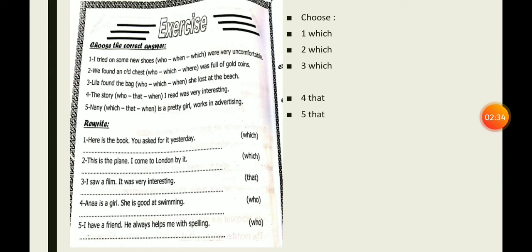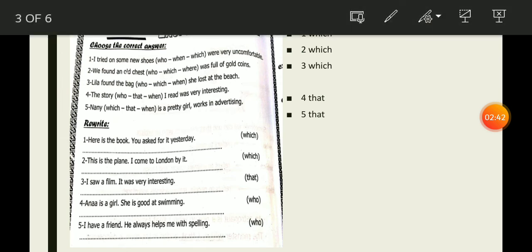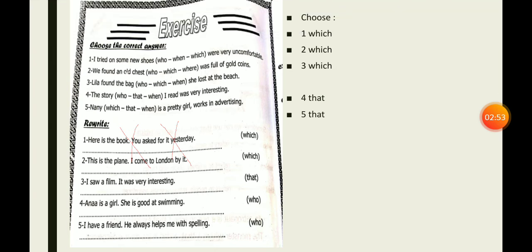Let's see our rewrite. Number 1, here is the book. You asked for it yesterday. If you wanted to connect the two sentences, you have many steps. Number 1, cancel it. It is a pronoun which refers to which. And write the sentence. Number 1, here is a book which you asked for yesterday.